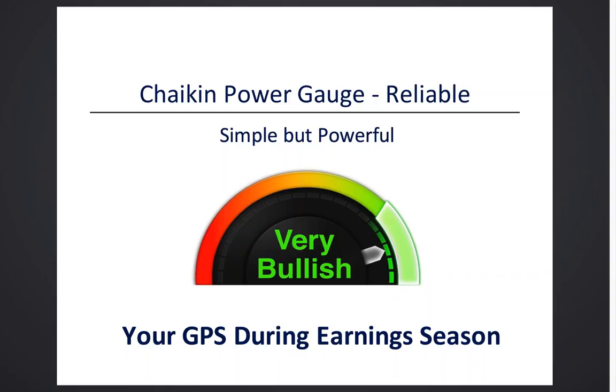Right after the close, TripAdvisor, which has a bearish Chaikin Power Gauge rating and has for the last year, reported yet another quarter of disappointing earnings. And as I'm looking at the tape, it's down 4%. So the Power Gauge rating can be your GPS during earnings season.